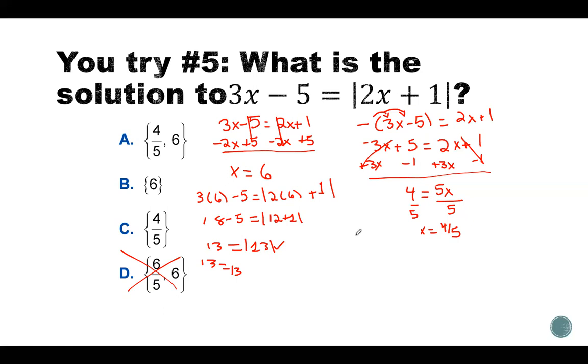To do the 4/5 now, we're going to do 3 times 4/5 minus 5 equals the absolute value of 2 times 4/5 plus 1. So we're going to get 12/5 here when we multiply. I'm going to rewrite 5 as 25 over 5 so that I can subtract the fractions. Over here, we're going to get 8 over 5. And I'm going to rewrite 1 as 5 over 5.